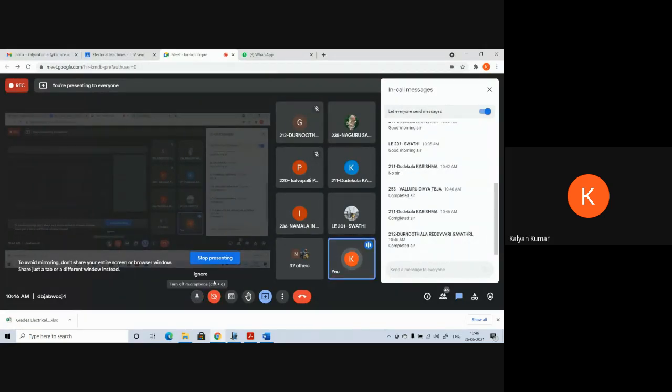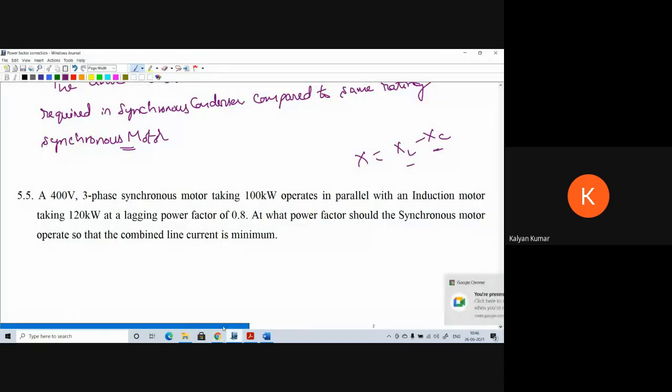Okay, let's start the solution. A 400 volts three-phase synchronous motor taking 100 kilowatts operates in parallel with an induction motor taking 120 kilowatts at a lagging power factor of 0.8. At what power factor should the synchronous motor operate so that the combined line current is minimum? This is the problem.